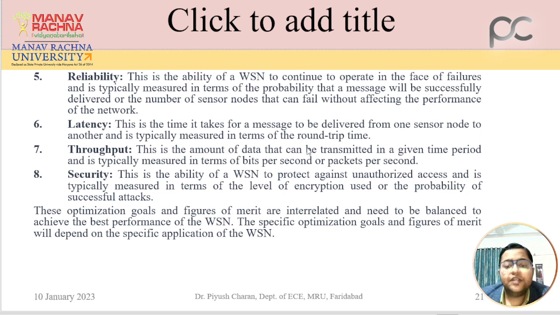So then there is throughput. This is the amount of data that can be transmitted in a given time period, and is typically measured in terms of bits per second or packets per second, BPS or PPS. Security. This is the ability of a WSN to protect against unauthorized access, and is typically measured in terms of the level of encryption used or the probability of successful attacks. So basically, these optimization goals and figures of merit are interrelated and need to be balanced to achieve the best performance of the WSNs.